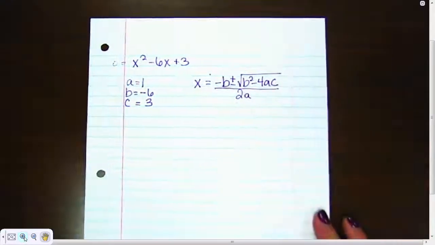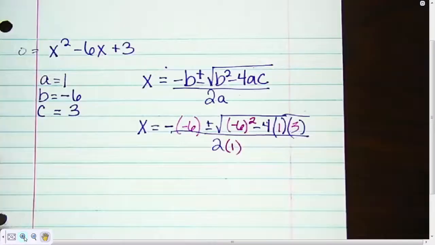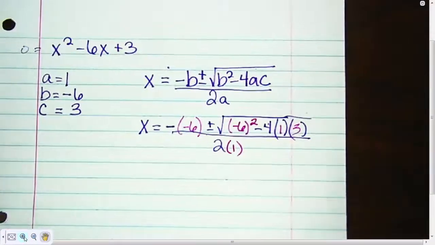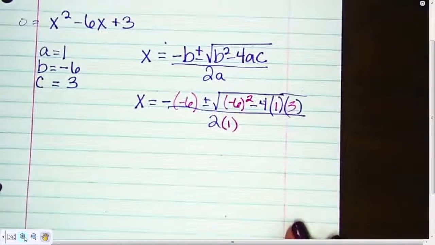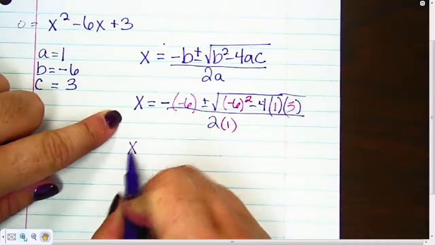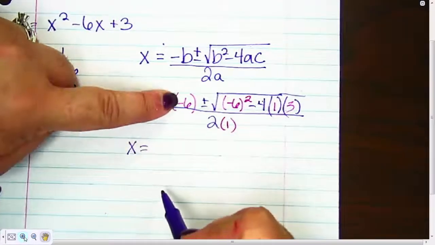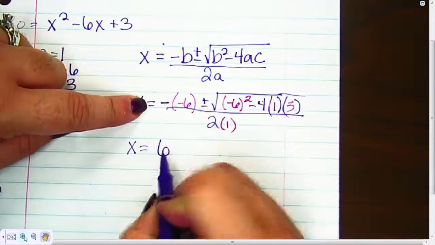Alright, now it's time for us to substitute everything in. Alright, I've substituted everything in. Now you really want to take just a little bit at a time and simplify it. Don't try to type it all into your calculator at once. So the first thing we can simplify is this opposite of negative 6. That makes it a positive 6.